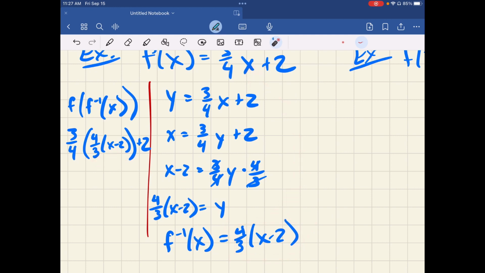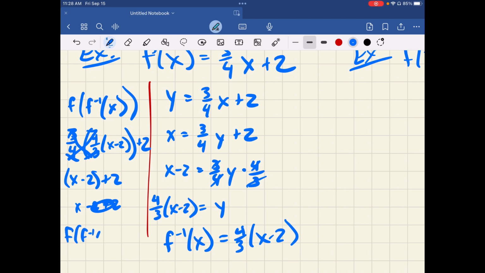So one thing I want you to notice is if I take these two items here and multiply them by each other, that just turns into 12 over 12, right? 3 times 4 is 12, 4 times 3 is 12, and 12 over 12 is 1. Or you can notice that these simply turn into a 1: 4 over 4 is a 1, 3 over 3 is a 1. What I'm left with is x minus 2 plus 2, and if I drop the parentheses because they're not necessary, since I'm not distributing anything, then you'll notice minus 2 plus 2 is 0, so f of f inverse of x is simply x.